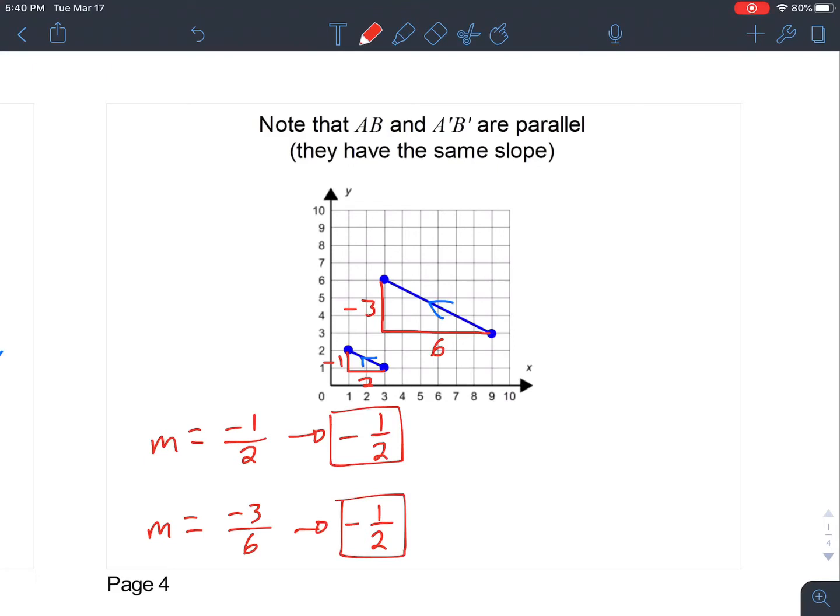So an important thing for us to remember is that whenever we dilate a line or a segment, it will always have the same slope.